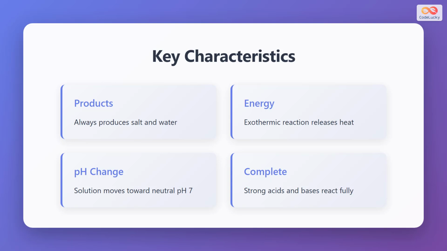Neutralization reactions have 4 key characteristics. First, they always produce salt and water as products. Second, these reactions are exothermic, meaning they release heat energy. You can often feel the container getting warmer during neutralization. Third, the pH of the solution changes, moving toward neutral pH 7. And fourth, when strong acids react with strong bases, the reaction goes to completion, meaning all reactants are consumed. Understanding these characteristics helps you identify and predict neutralization reactions.